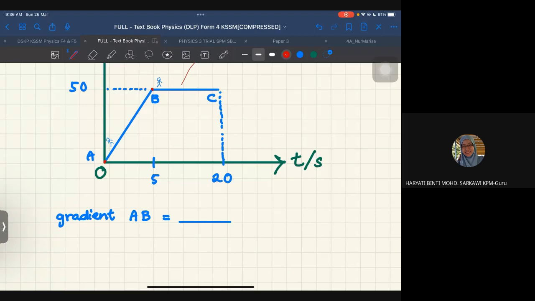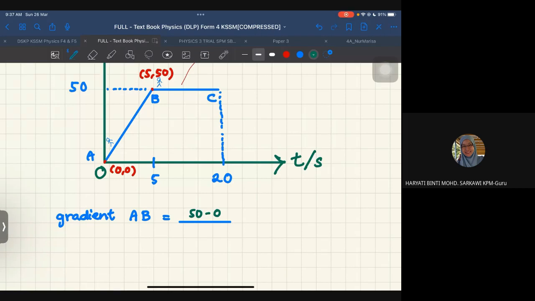Yes, is it hard? Okay, coordinate at B is 5, 50. Correct, Jaden. 5, 50. Coordinate at A? Correct, but you still need to write. Okay. So gradient is 50 minus 0 divided by 0 minus 5 or 5 minus 0? Don't get confused. Correct. Okay, don't get confused because you need to use the same point.